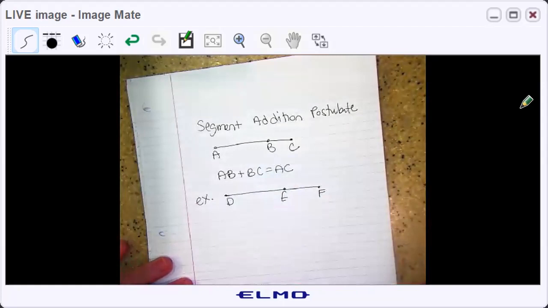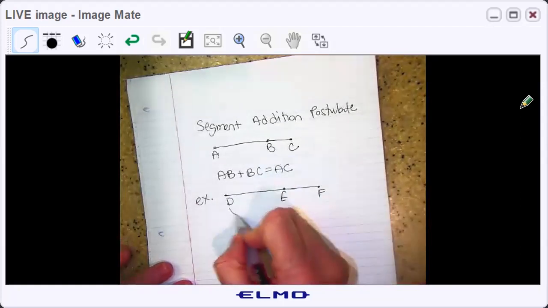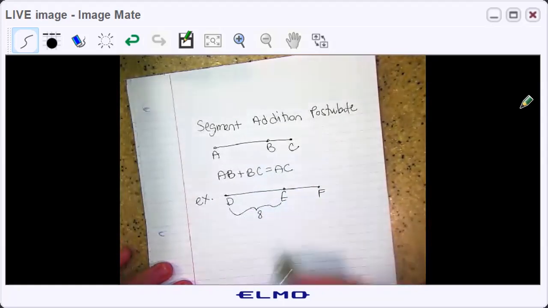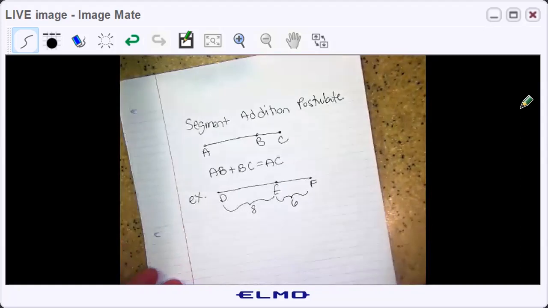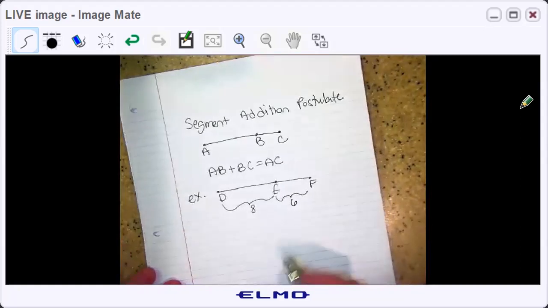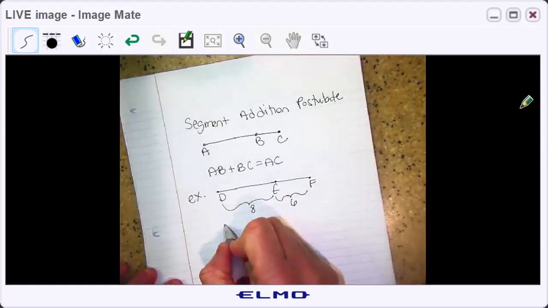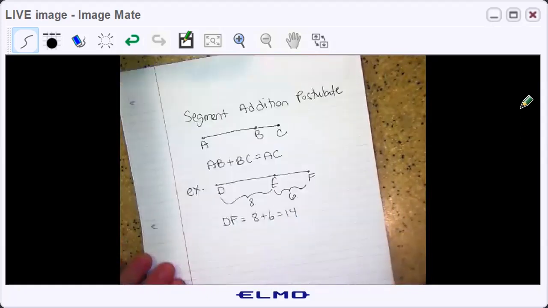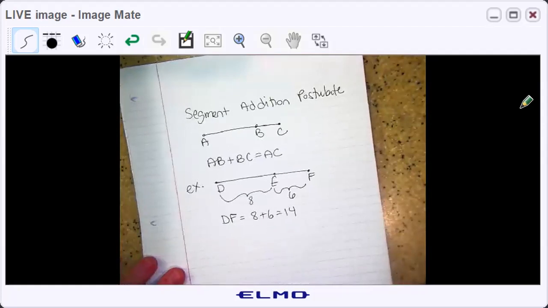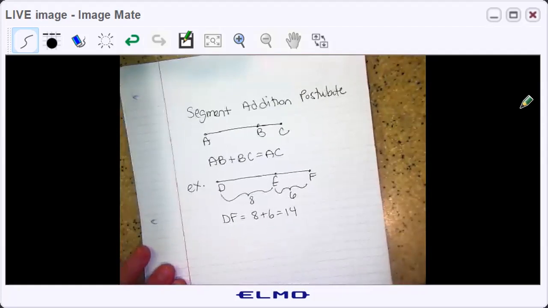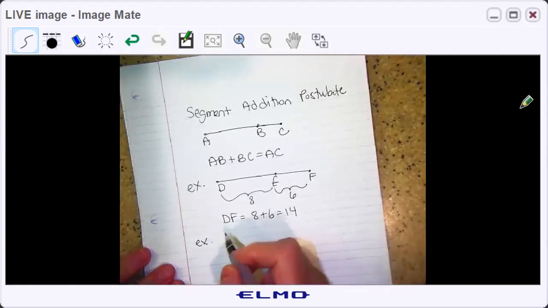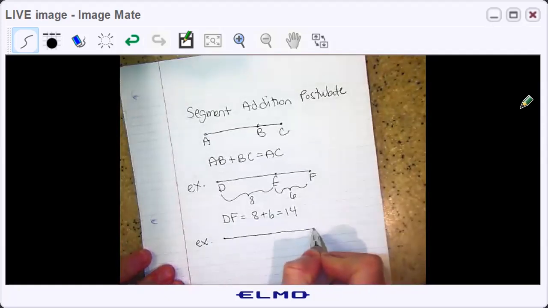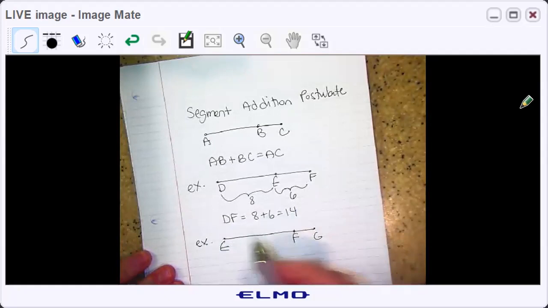So if I give you segment DF with E in the middle, and I tell you it is 8 from D to E and 6 from E to F, you might assume correctly that to get DF you just simply add those two sections together. And you would be correct in that. Now, the one thing you have to be real careful about in any geometry question is they don't always have to give you the same information every time. So I could do another example of the same type of problem. But if I give you different information, you're not going to solve the problem the same way.